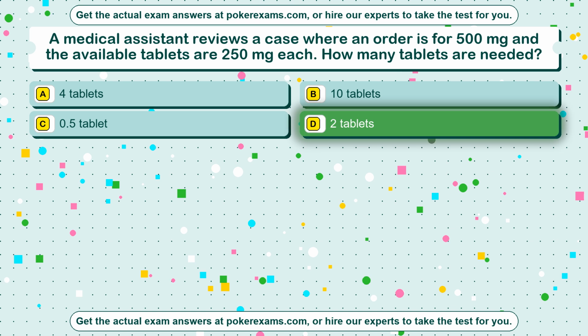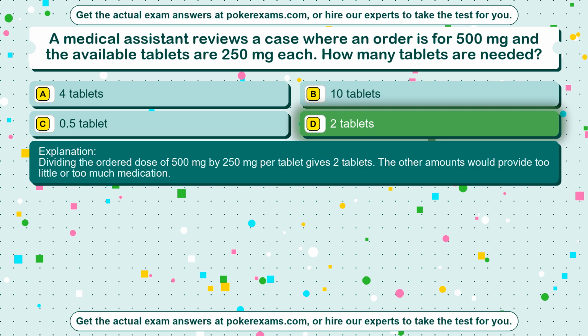The correct answer is option D, 2 tablets. Dividing the ordered dose of 500 milligrams by 250 milligrams per tablet gives 2 tablets. The other amounts would provide too little or too much medication.